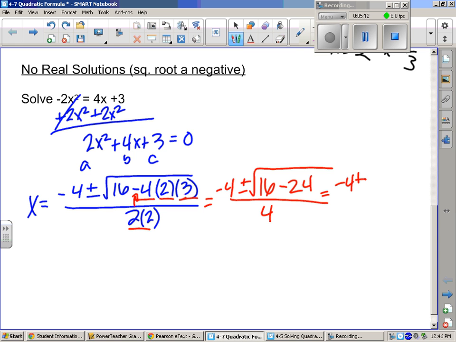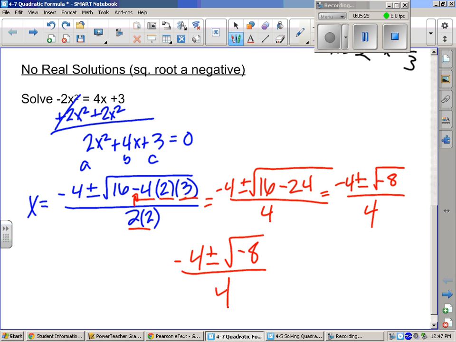Negative 4 plus or minus. Now if I take 16 and I subtract 24, I don't think you can get a negative square root, because the numbers you multiply together have to be the same. So to get a negative, you have to have one of each. So for us to get a negative, this actually is going to have an imaginary solution.